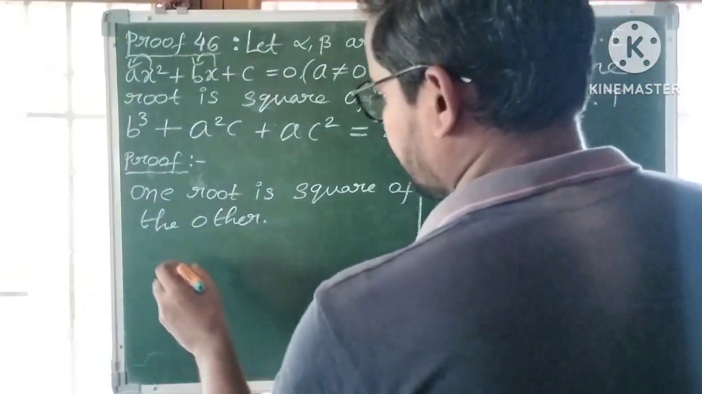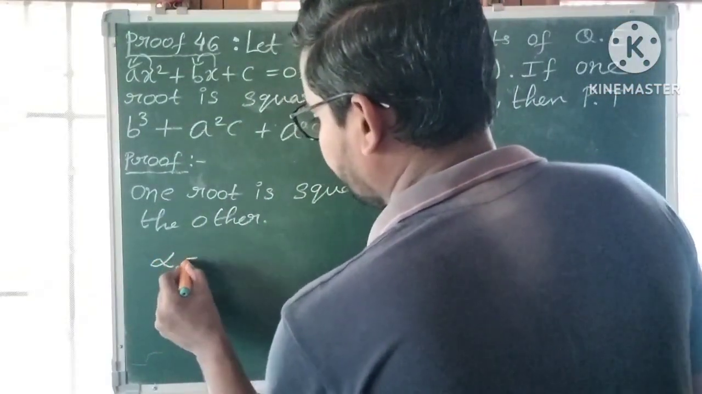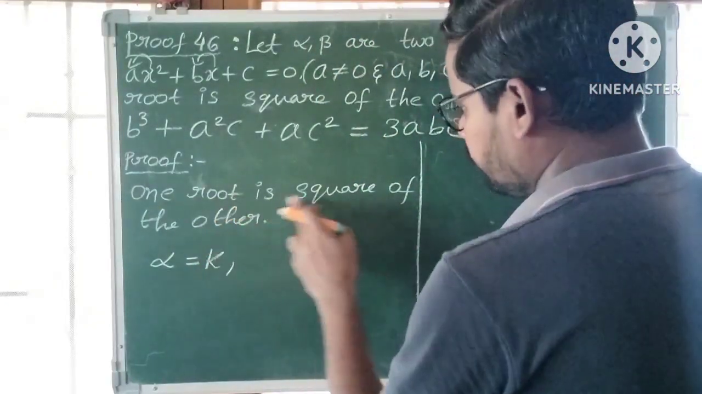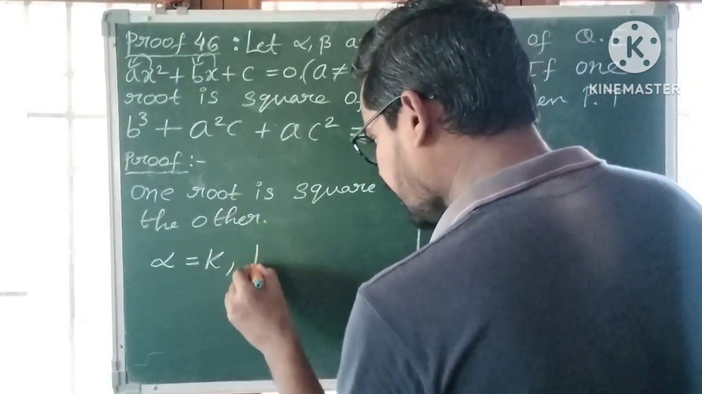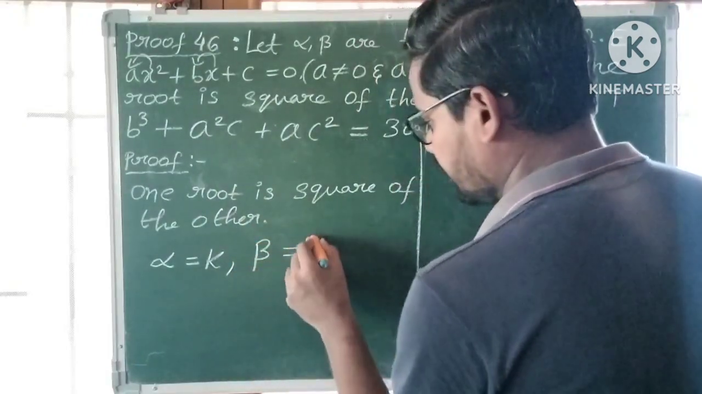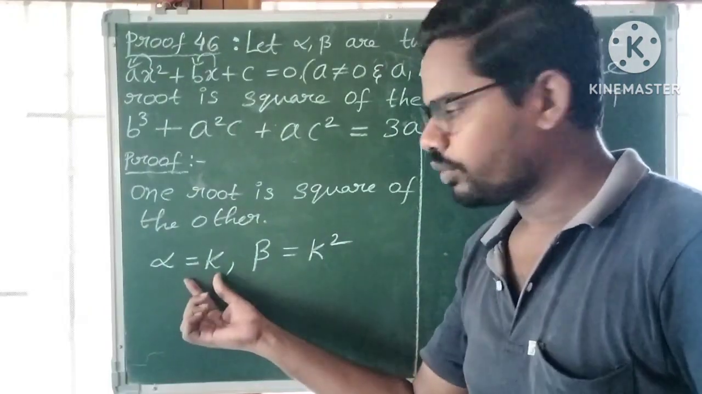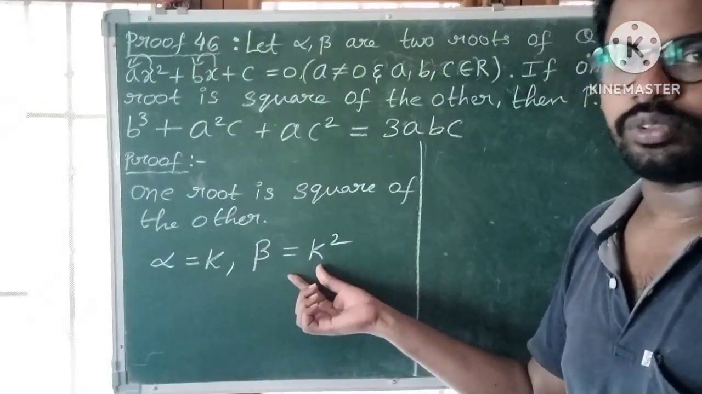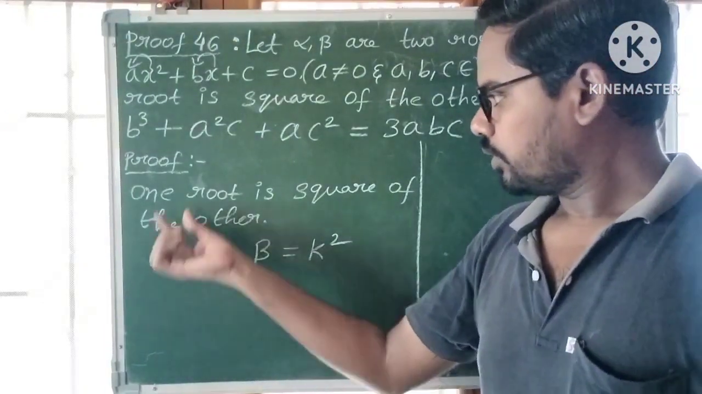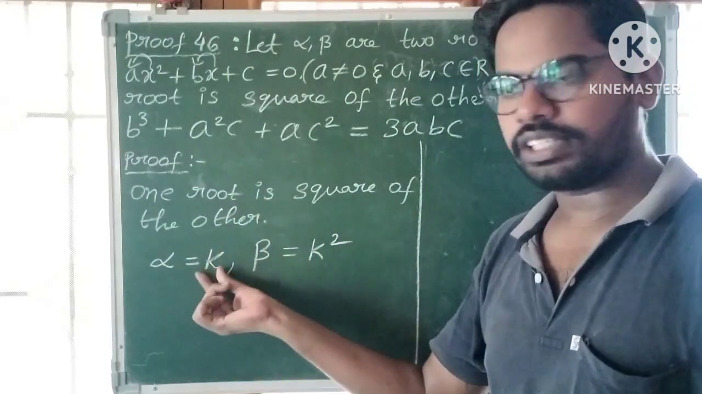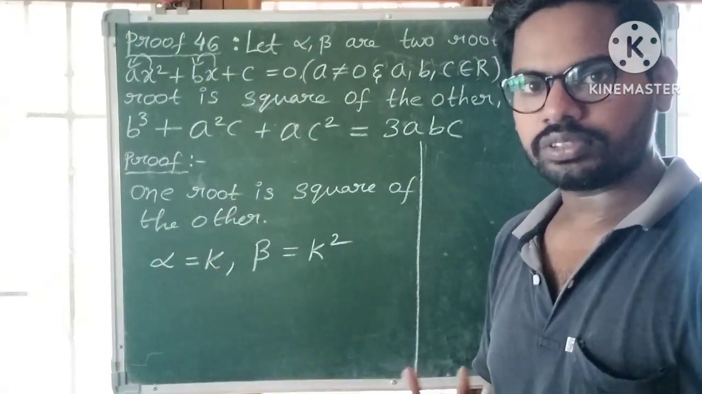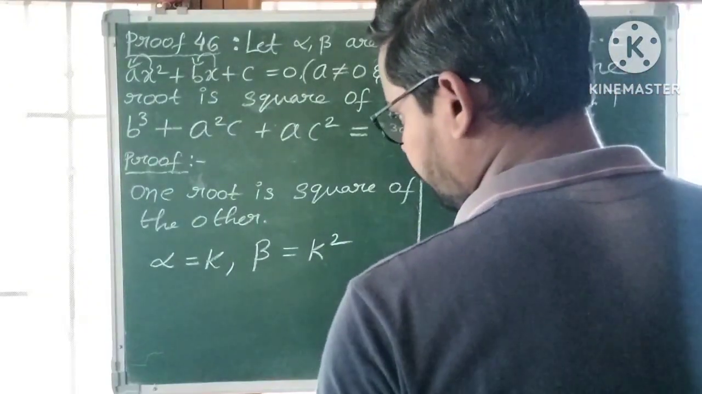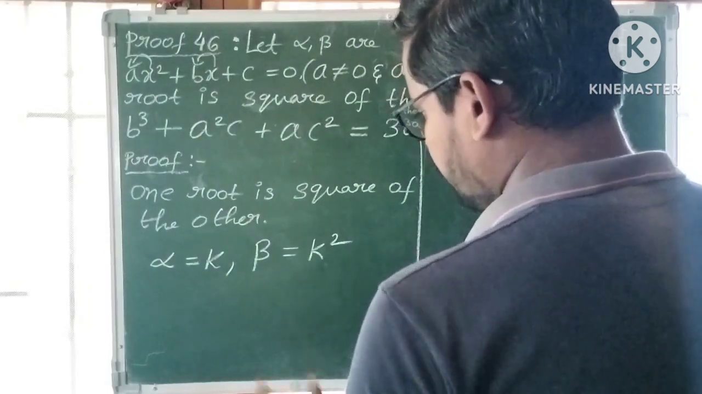Okay. So one root, let us say alpha is equal to k. Then what about the other root? One root is the square of the other. One root is k means the other root beta is k square. Okay. So if one root is k, the other root becomes k square, the square of that root. For example, if one root is 2, the other root will be the square of 2, that is 4. So alpha is equal to k, beta is equal to k square.